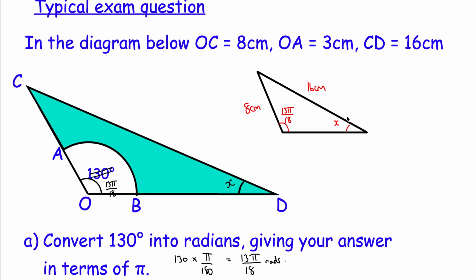Right, length of O to D. That's this length here on my triangle. And for this we can use the sine rule again once I fill in this angle. That angle is going to be pi, because that's the same as 180. Angles in a triangle add up to pi radians. So pi minus my 0.393 and minus my 13 pi over 18.